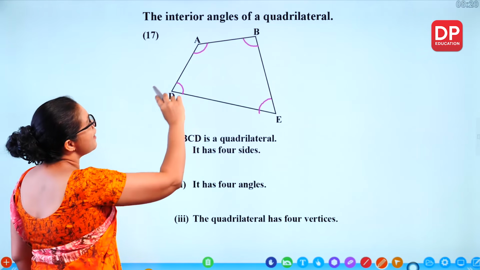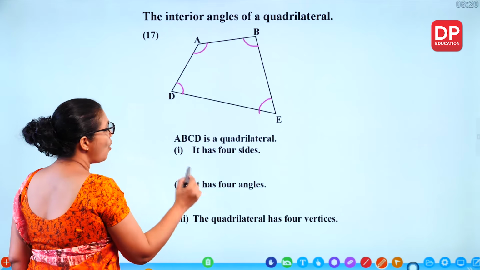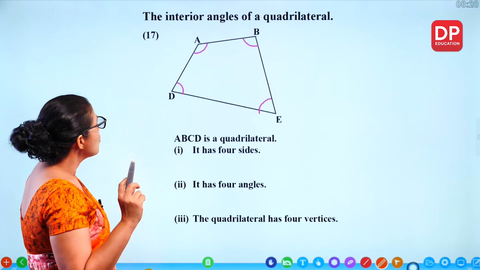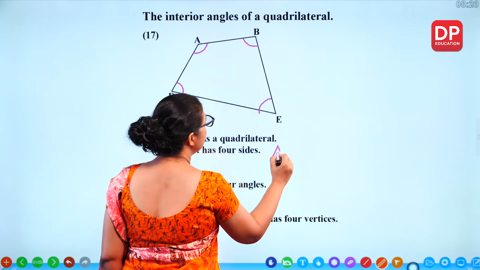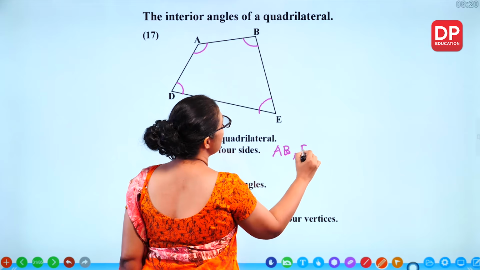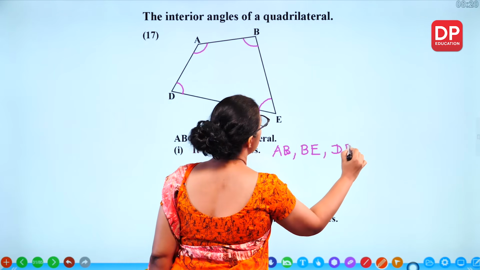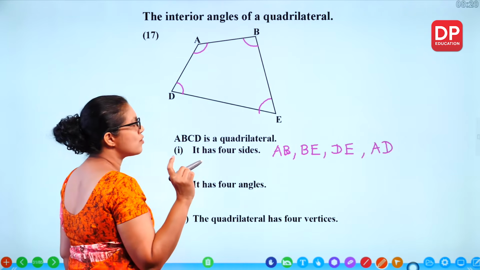So in this quadrilateral, you get four sides, four angles and four vertices. So what are the four sides you get? You get AB, BE, DE and AD. Those are the four sides.